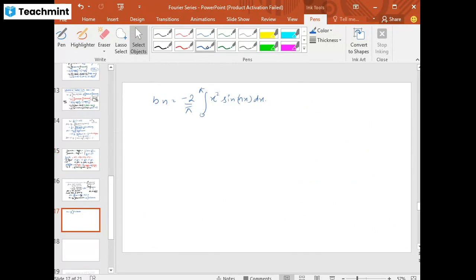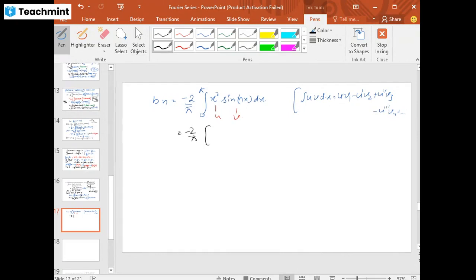So this is your u and this is your v. So what is the product rule? Let me remind you, integral of u into v dx. The formula is u v1, u dash v2, u double dash v3, u triple dash v4 and so on, with alternate signs. We have to take the derivative of u only, and we need to integrate v1, v2, v3, v4 only. Okay, so it is minus 2 by pi.